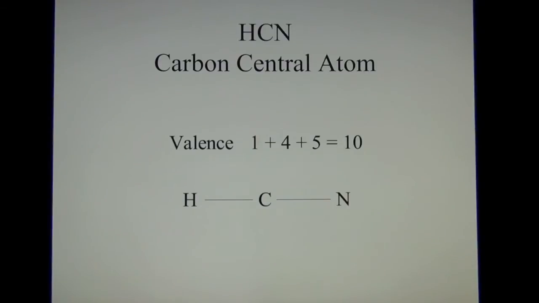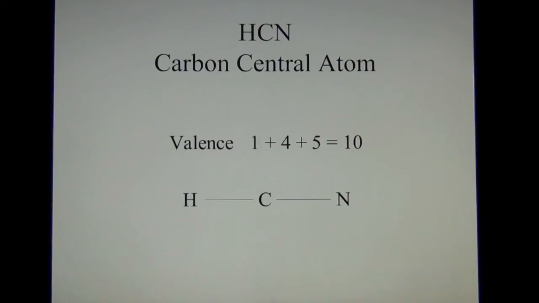So we've identified our central atom. The next thing that we're going to accomplish is we're going to count the valence. Hydrogen being in group 1A gives us a valence of 1. Carbon is in group 4A, so it provides a valence of 4. And nitrogen is in group 5A. So if you add up the total, we have 10 electrons here to try and draw our Lewis structure.